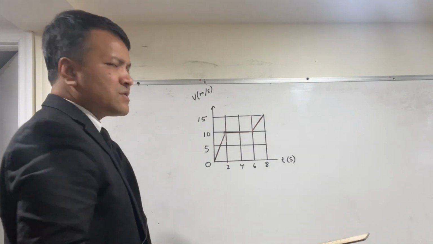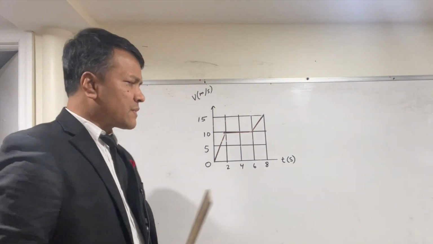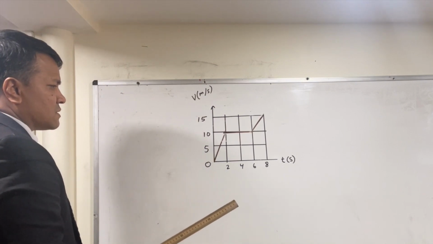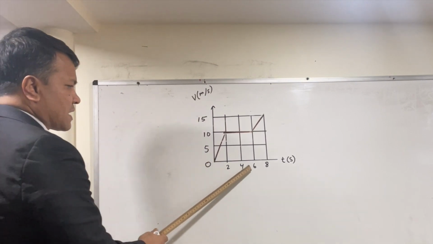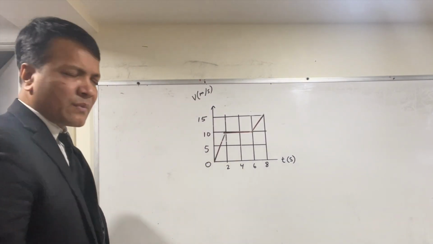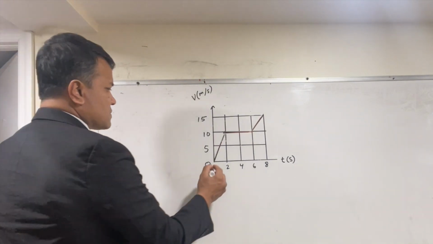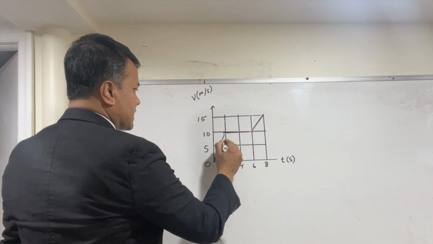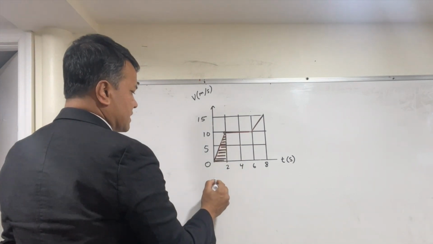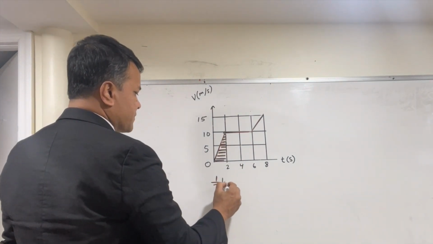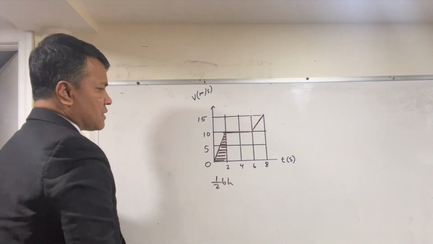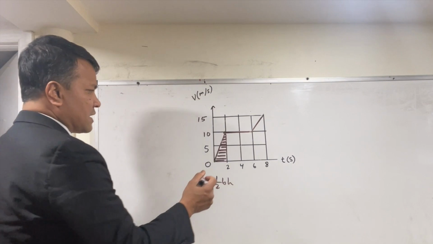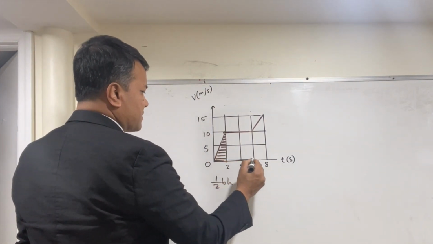Alright, however, that's not what I asked you to do. I asked you to find how much displacement between 0 to 6 seconds. That's all I ask you. So for 0 to 2 seconds, you have to find the area under the curve. So you're going to write half BH. And of course, for 2 to 6 seconds, you're also going to have to find the area under the curve.